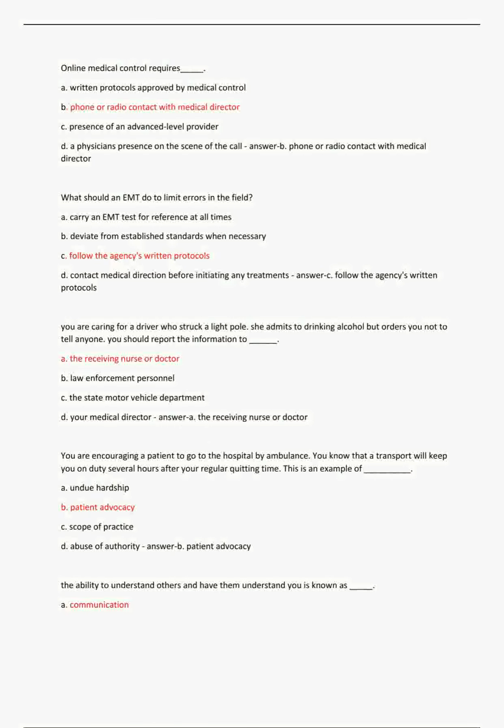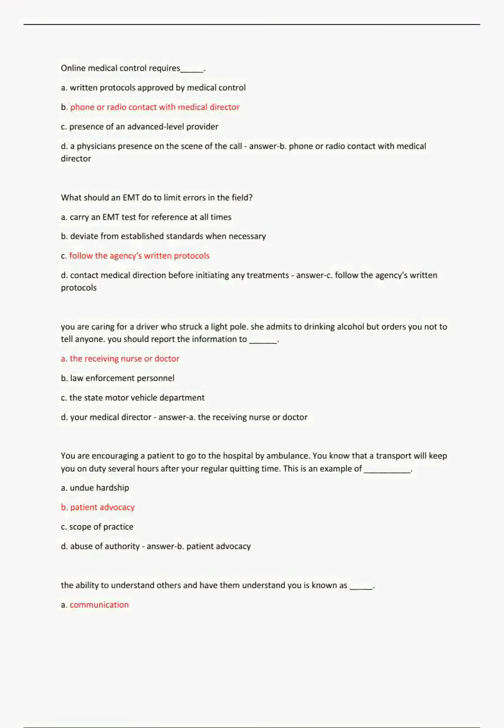You are encouraging a patient to go to the hospital by ambulance. You know that a transport will keep you on duty several hours after your regular quitting time. This is an example of: A. Undue hardship. B. Patient advocacy. C. Scope of practice. D. Abuse of authority. Answer: B. Patient advocacy.